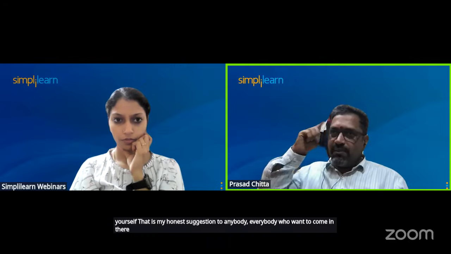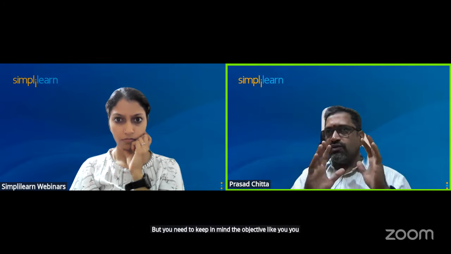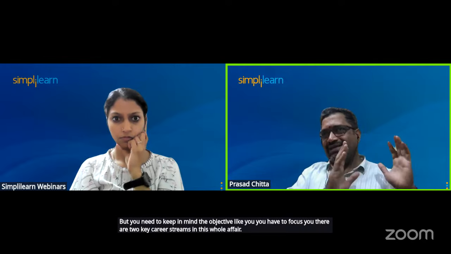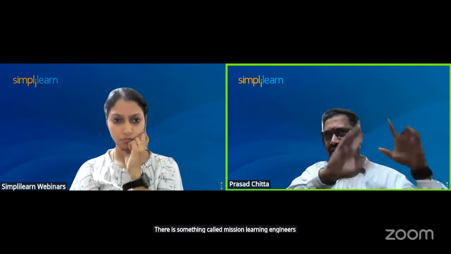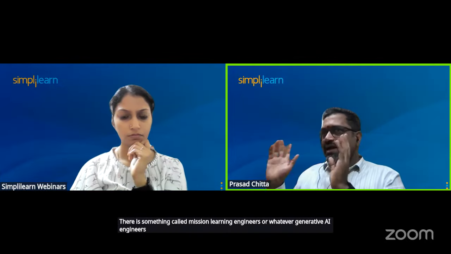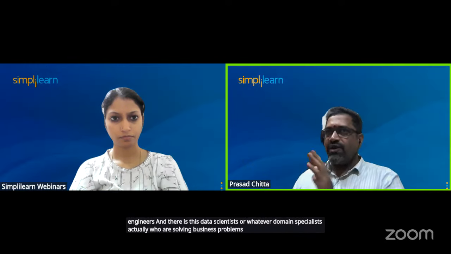But you need to keep in mind the objective. You have to focus. There are two key career streams in this whole of AI. There are machine learning engineers, generative AI engineers, and then there are data scientists or whatever domain specialists, who are actually solving business problems. They are different from those who are actually making the systems work.